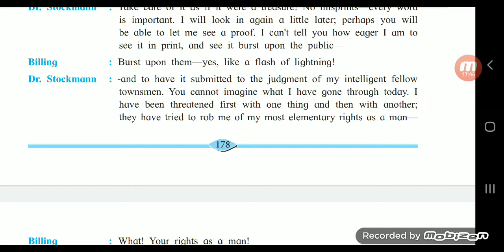Okay. You cannot imagine what I have gone through today. I have been threatened first with one thing and then with another. They have tried to rob me of my most elementary rights as a man. Okay, now who are they? The local authorities. Okay, the people of the Mayor. They are trying to manipulate him. They want to threaten him. They are trying to threaten him so that he won't publish the article. Okay, because once it is published, it will definitely go against the Mayor.